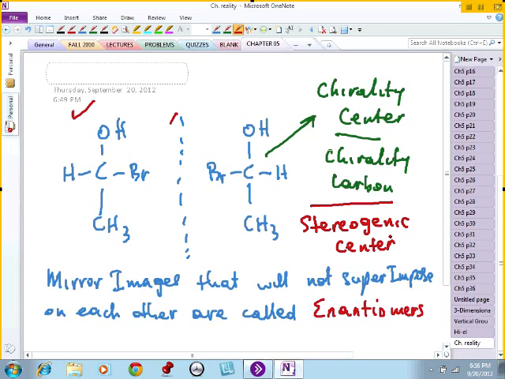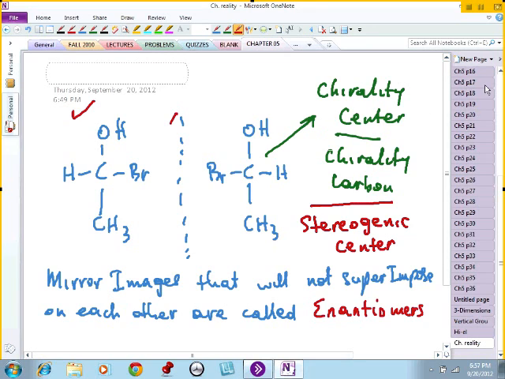If you only have one chirality center in a molecule, that molecule will not superimpose on its mirror image. Okay? If you only have one chirality center or chirality carbon in a molecule, that molecule will not superimpose on its mirror image. In other words, that molecule will be an enantiomer of its mirror image.